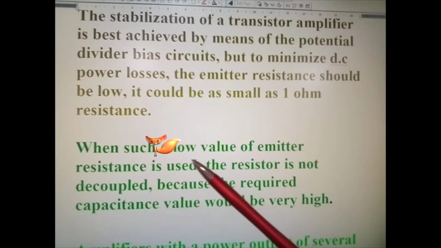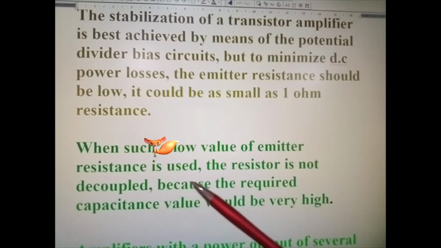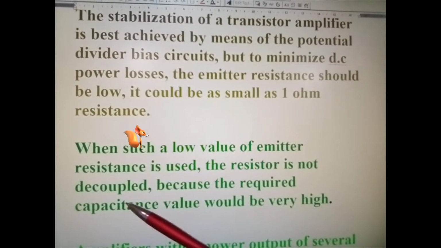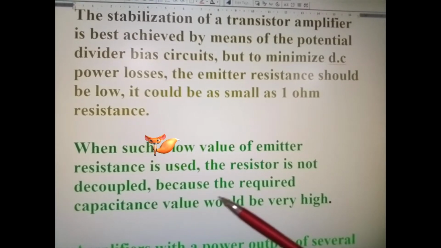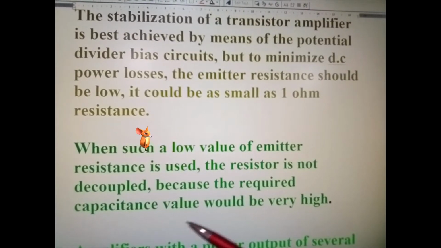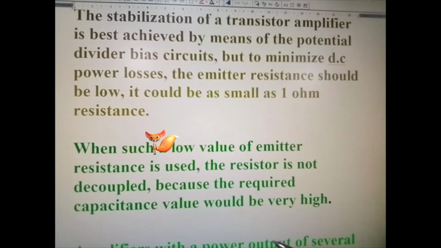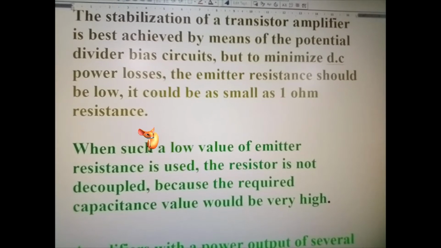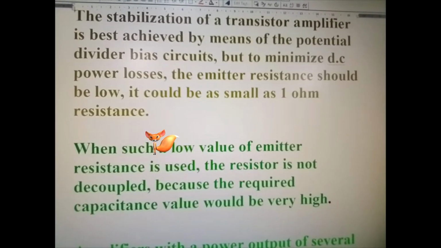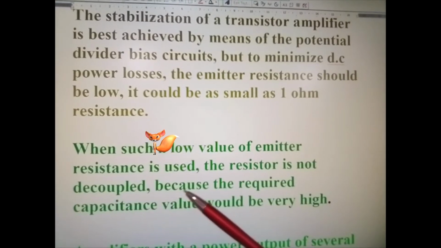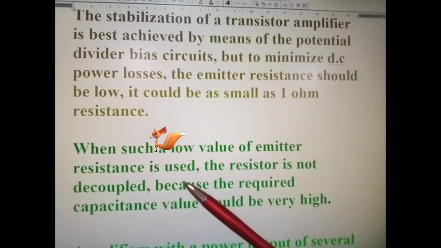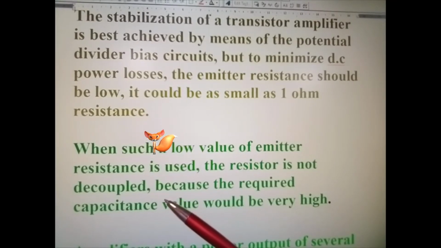Now, when such a low value of emitter resistance is used, the resistor is not decoupled because the required capacitance value would be very high. And decoupling, simply, this is something that you will need to do a little research on for yourself, so you can see where decoupling comes into play in regards to a transistor circuit.